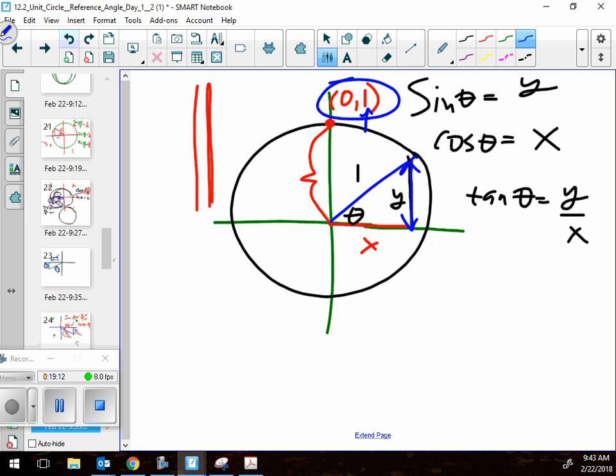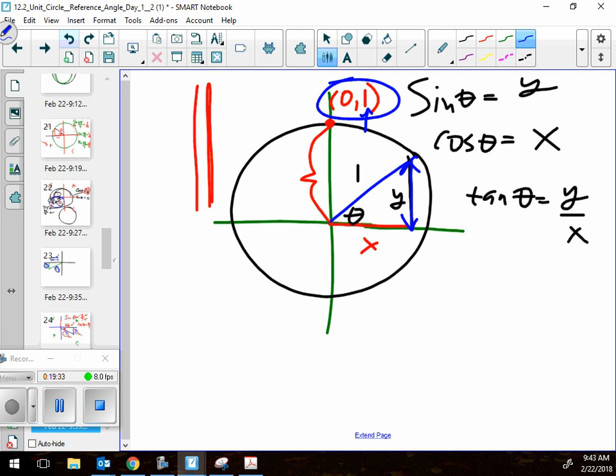All right. What do you think cosine of 90 is? Take a look before you type it in your calculator. Cosine of 90. Isn't that supposed to be the x? And therefore, wouldn't you predict it would be 0? And is it? It is. See?